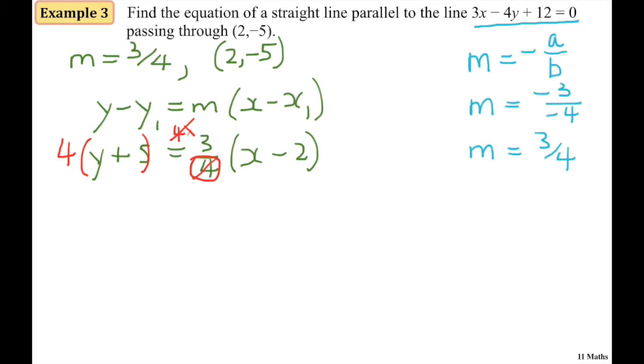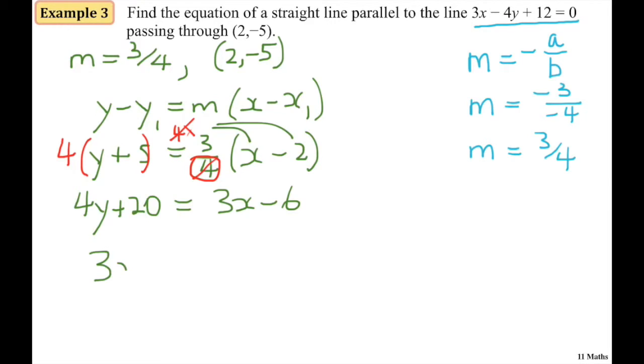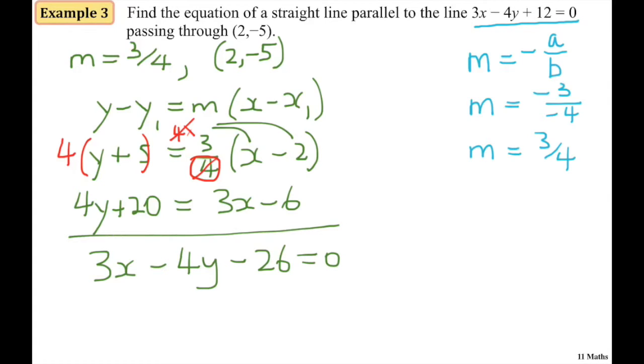Effectively what we end up with is 4y + 20 = 3x - 6 once we expand this bracket out. Put it into general form. I'll move everything over to the right hand side. I'll end up with 3x - 4y - 26 = 0, and there is the equation of the line that's parallel to 3x - 4y + 12 = 0 and passing through (2, -5).